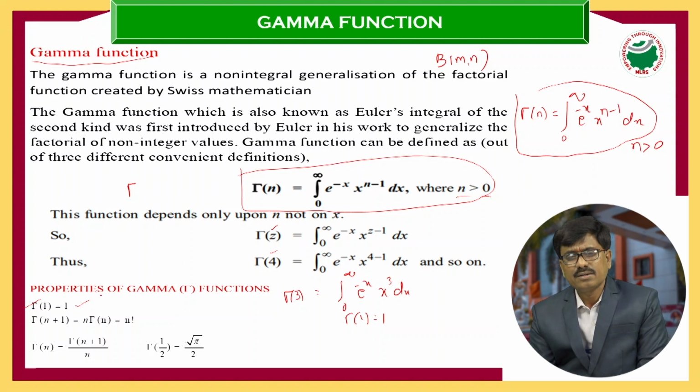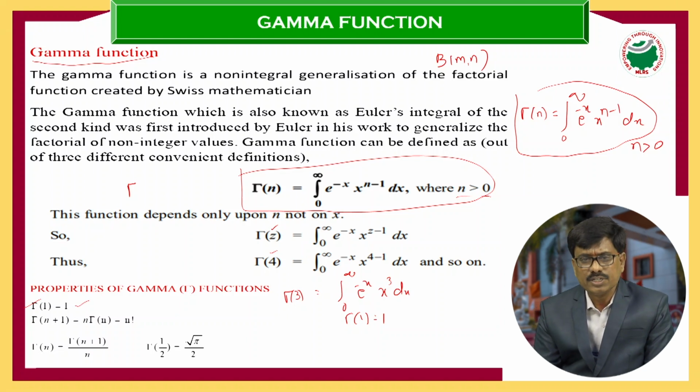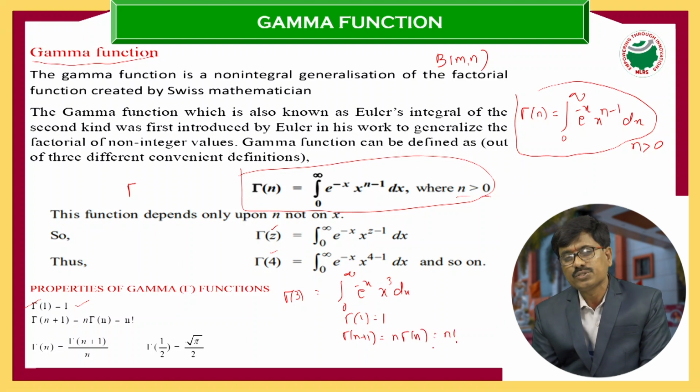You can prove this result. Gamma of 1 is equal to how much? 1. And the second property: gamma of n plus 1 can be written as n into gamma of n, or I can say n factorial. How do you write gamma of n plus 1? What is the second property? Gamma of n plus 1 equals n into gamma n, which is n factorial.